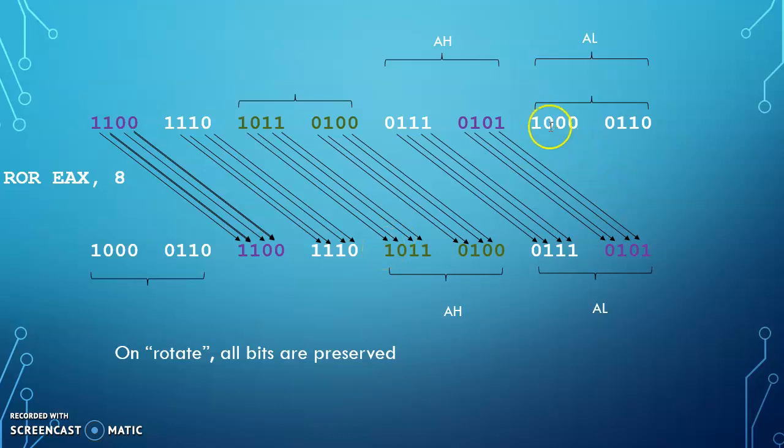On a rotate, whatever was on the right-hand side rotates around to the left. So these 8 bits on the right, 1, 0, 0, 0, 0, 1, 1, 0, now become 1, 0, 0, 0, 1, 1, 0 over here. So in the rotate, the bits are preserved, they're just in different positions.